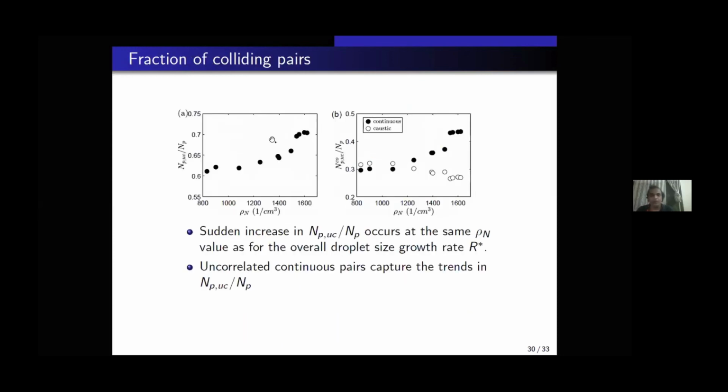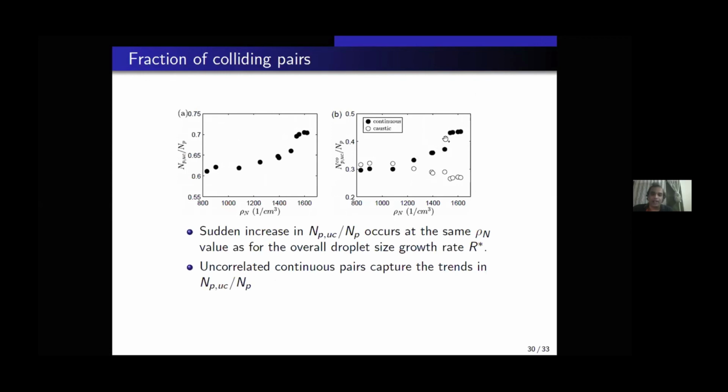Okay, so we finally plot first the fraction of uncorrelated pairs as a function of the droplet number density. Uncorrelated pairs are essentially all the droplet pairs that are contributing to collisions, and that is increasing, and rapidly increasing beyond the previously identified threshold value of the droplet number density. But more interesting is the plot on the right, where we divide the colliding droplet pairs into contribution from the continuous droplets and the caustic droplet pairs.